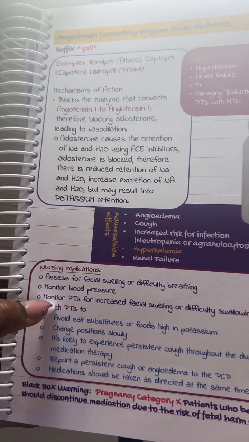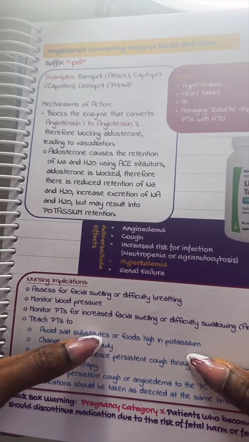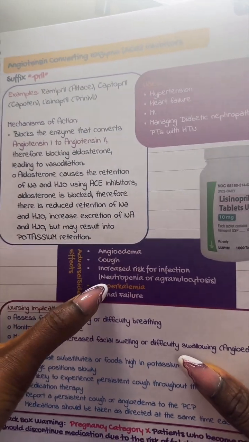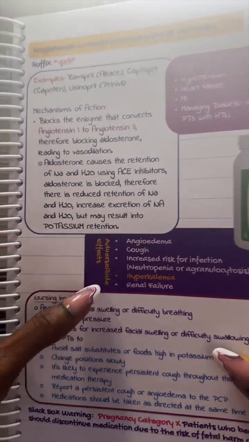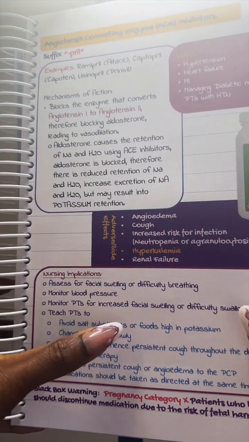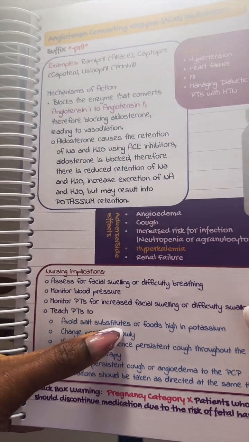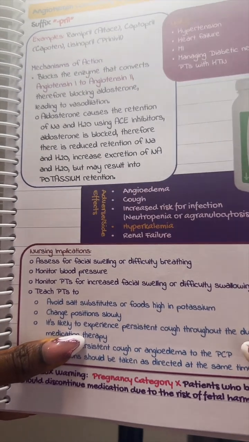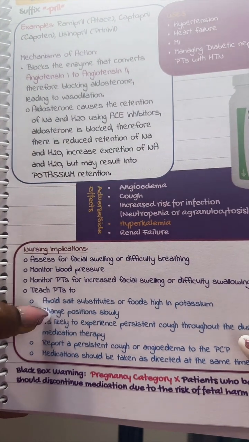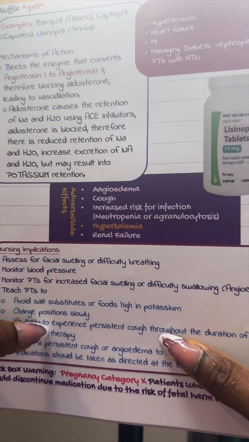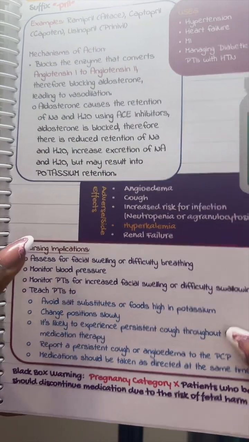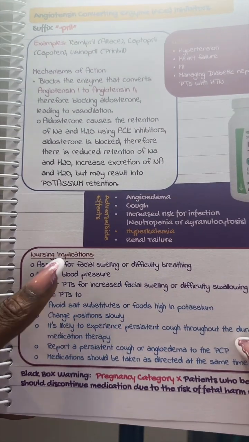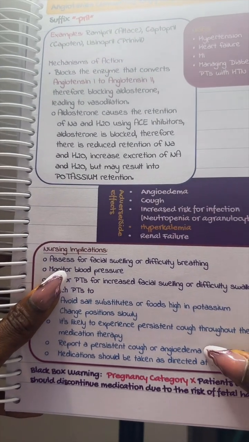And these are your patient teachings. Avoid salt substitutes or foods high in potassium. Why? Because of this, potassium retention. And again, we have it right here, highlighted in yellow: hyperkalemia. And you want to tell them to change position slowly. Why? If they get out of bed too fast, they might get orthostatic hypotension and pass out, or fall, break a head or something. So you also want to teach them they're likely to experience a persistent cough throughout the duration of this medication therapy. You also want to tell them to report a persistent cough or angioedema to the PCP, because you want to make sure the provider is aware.